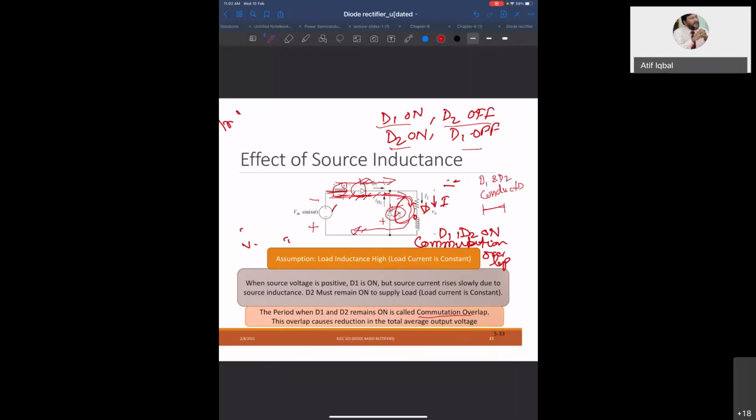will remain in conduction state. But here what happens is that there is a short duration of time in which both D1 and D2 conduct, and that is called the commutation overlap. The impact of this commutation overlap is that the average output voltage decreases. So that is the impact of the source inductance.